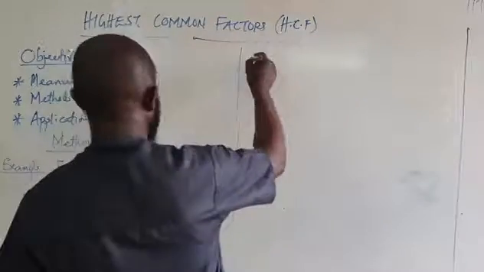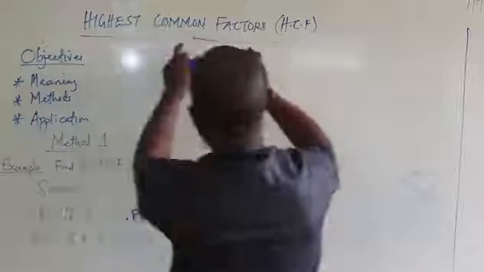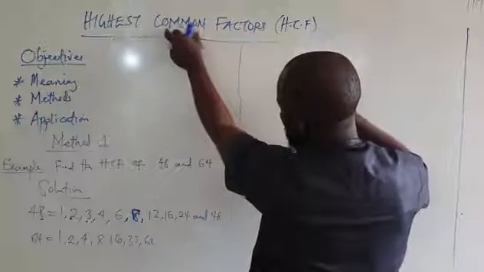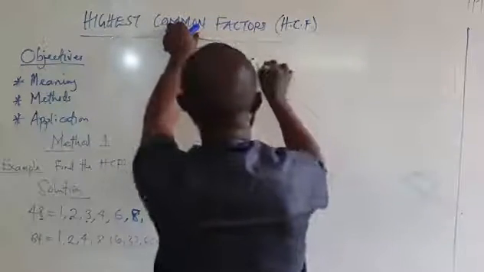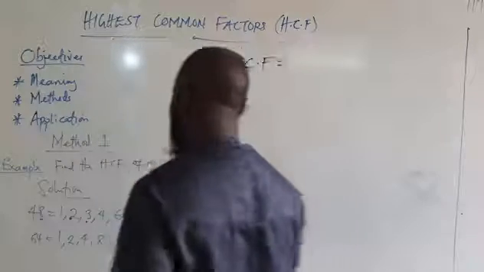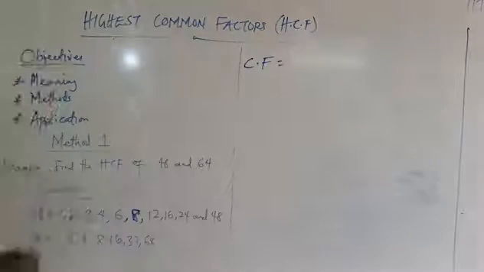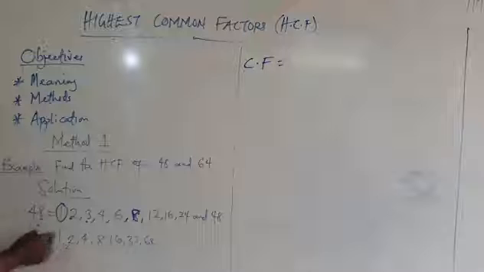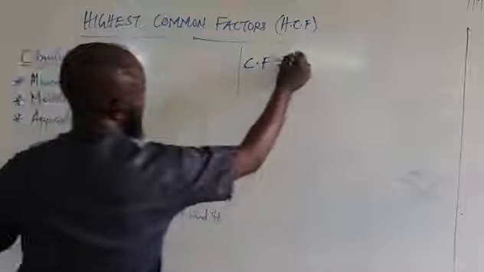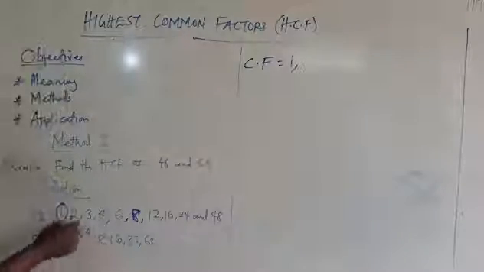the common factors. So we have looked at the factors. Then the next stage is what? Common factors. We call it CF. So what is common to this and this? The factors that are common. 1 is common. We write 1. 2 is common.